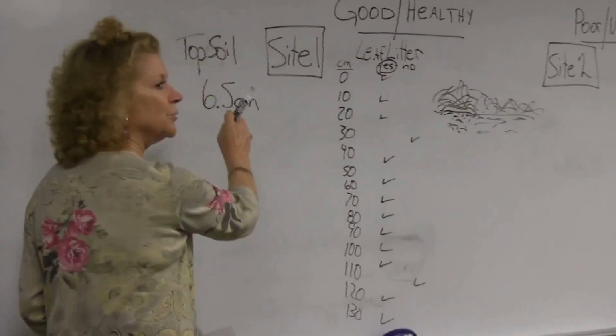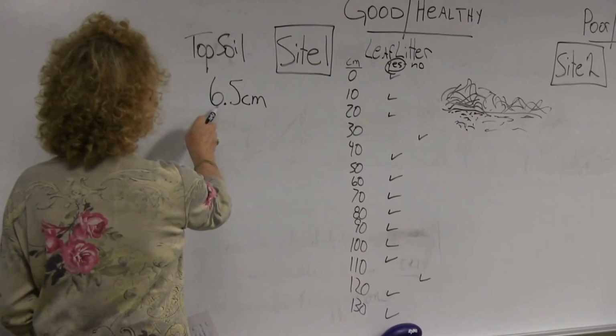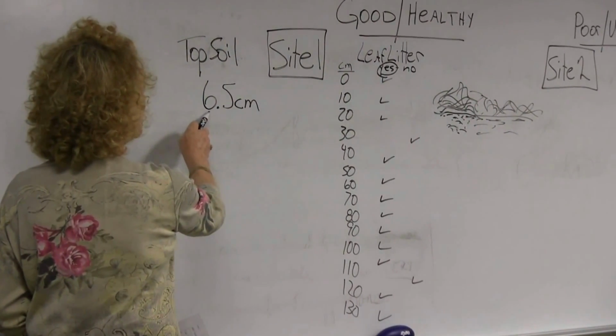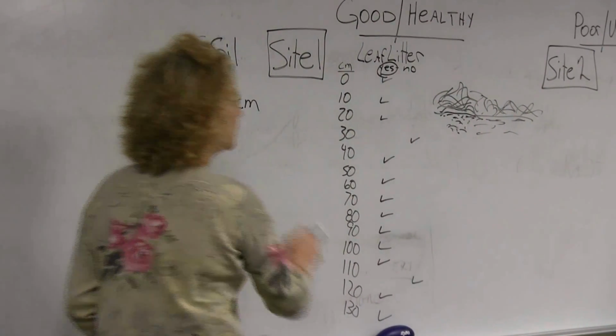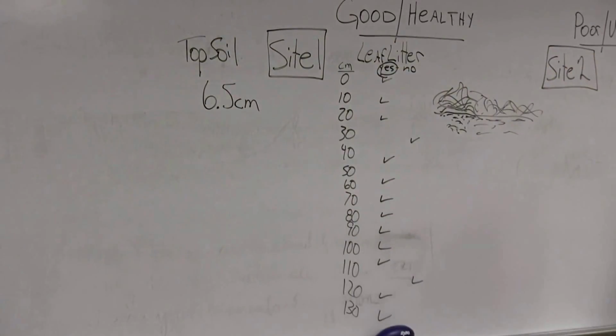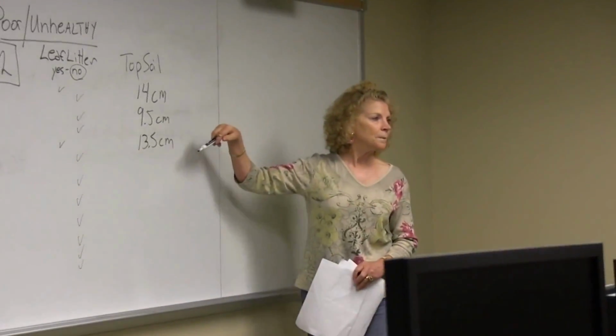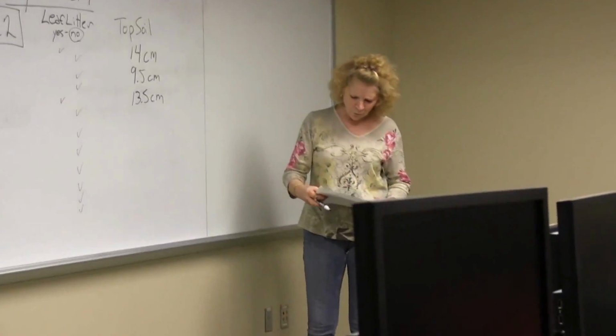So in general, in a good healthy maple forest, topsoil is less than in an unhealthy forest. Okay? What else did we do?